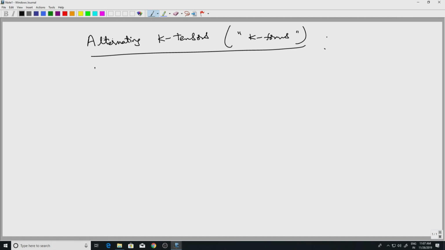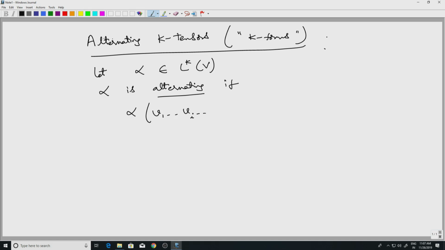So we look at alpha in what we call L^k(V), the k-multilinear maps on V. Alpha is alternating if whenever we interchange two of the input vectors, we get a minus sign.